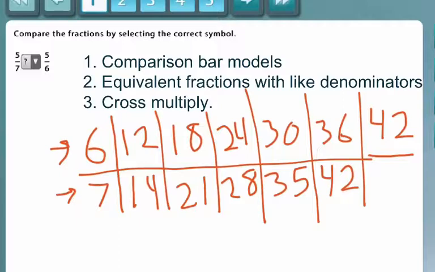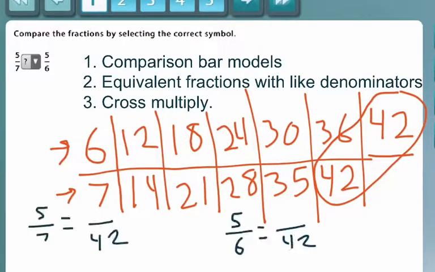If you see those two, you find that there is a common denominator of 42, and you can convert both of these fractions into 42nds. So in order to find equivalent fractions, both with a common denominator of 42, you multiply the 7 times 6 to get 42, and what you do to the bottom, you do to the top. 5 times 6 is 30.